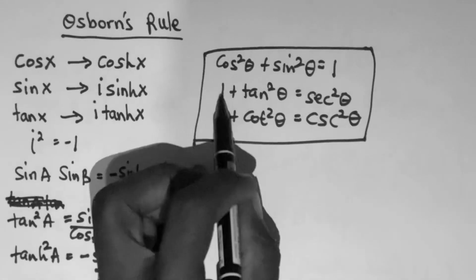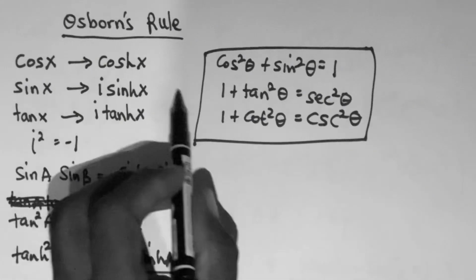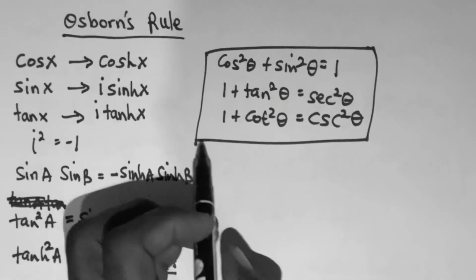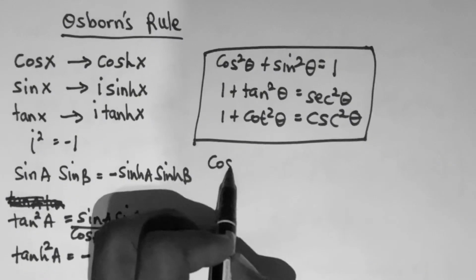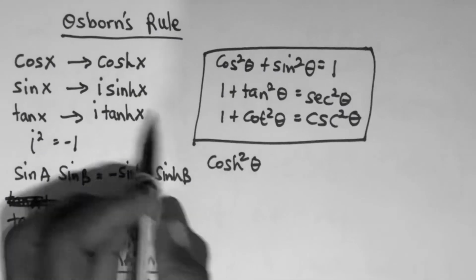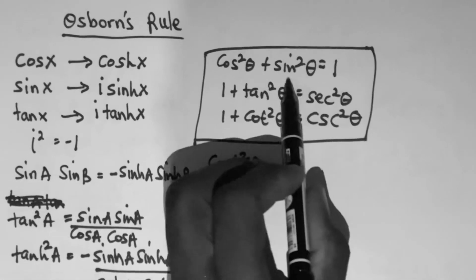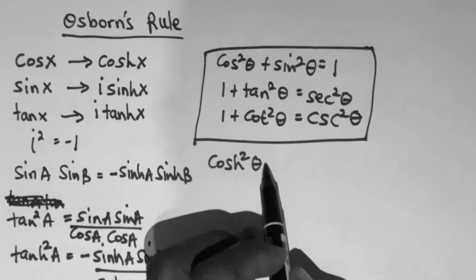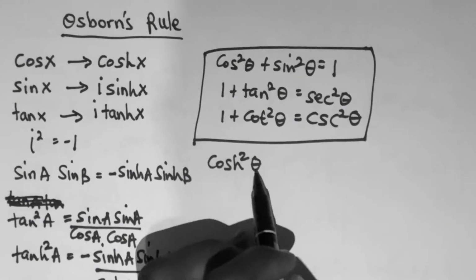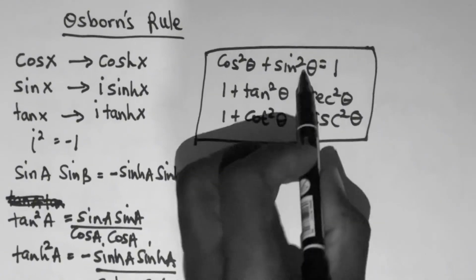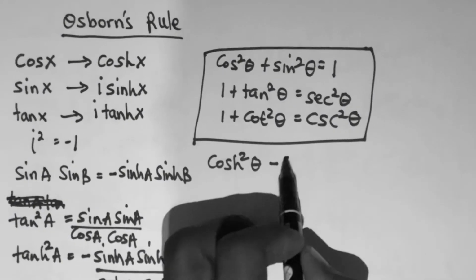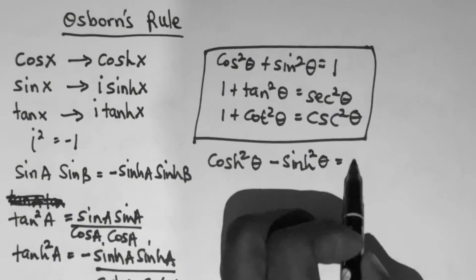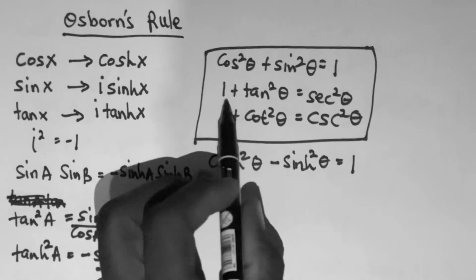So now you replace cos x with cosh x. So if it is cos squared theta, then cos squared theta becomes cosh squared theta. But if you have a product of the sine functions, you replace them by the negative of the product of the hyperbolic sine function. So here sine squared theta becomes minus sinh squared theta, and that is equal to 1. Now let's come to the second one.